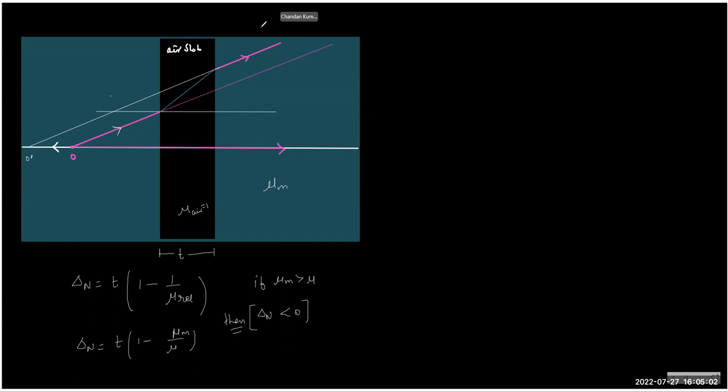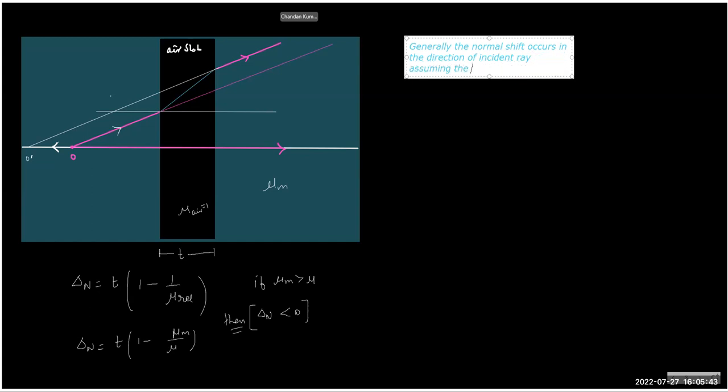And if you want, you can put it into a note. Tell me guys, what should I write here in the note? So that it depends on the surrounding. Yeah, it should depend on the surrounding effect. So we can say, generally the normal shift occurs in the direction of incident ray, assuming the RI of slab is greater than RI of surrounding medium, else vice versa.